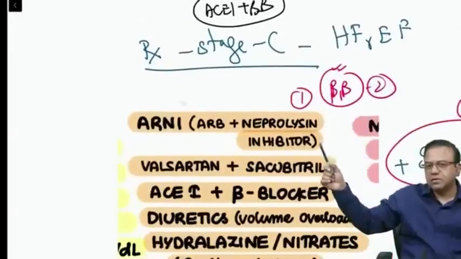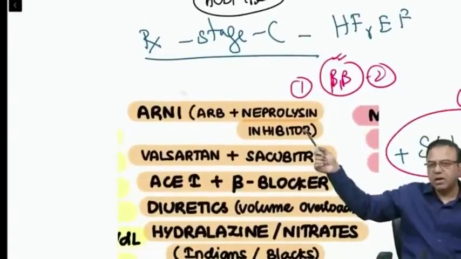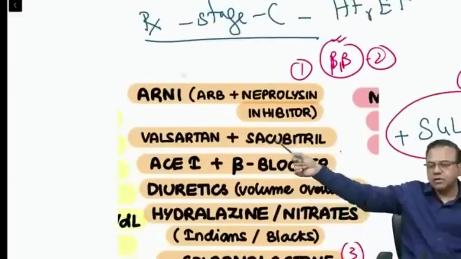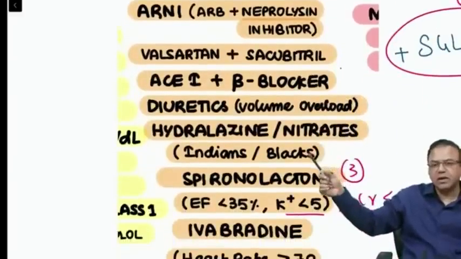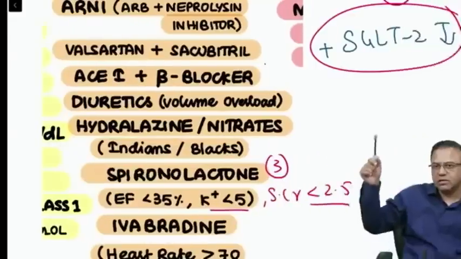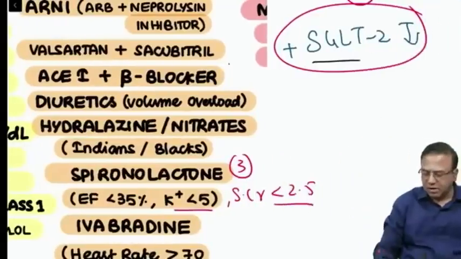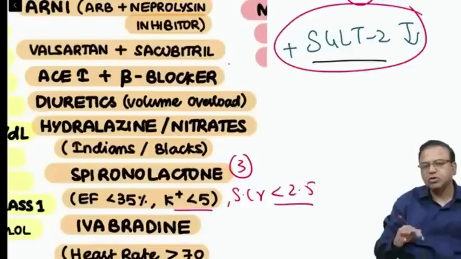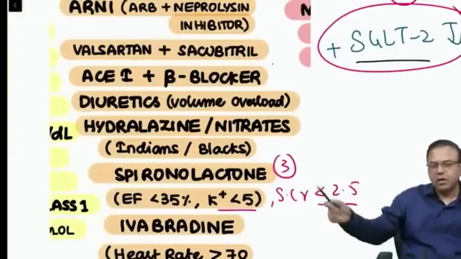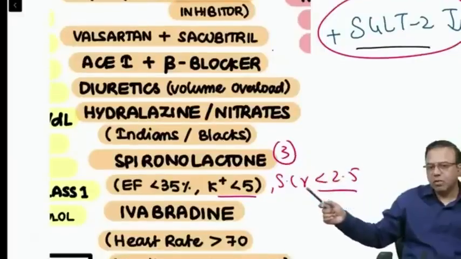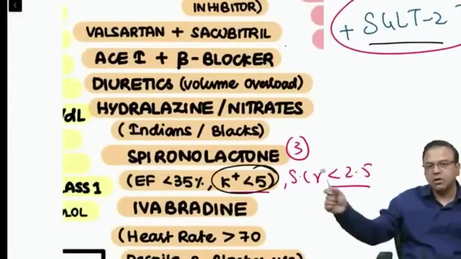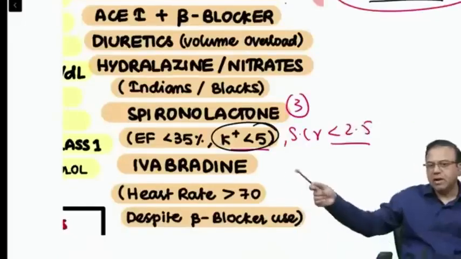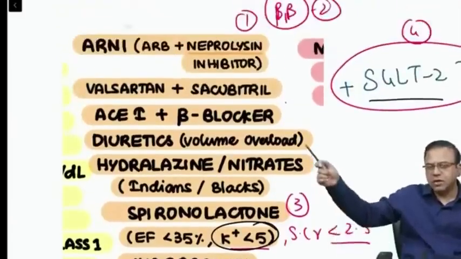What is the treatment in stage C? ARNI. What is ARNI? ARB plus neprilysin inhibitor, which is valsartan sacubitril. Then you can use beta blockers, diuretics, hydralazine, spironolactone. The new thing is SGLT2 inhibitor. Whether diabetes is there or not, empagliflozin should be used in heart failure patients. Spironolactone is beneficial provided the patient's creatinine is less than 2.5 and potassium is less than 5. You can start such a patient on spironolactone. Ivabradine is also approved in the treatment. So all these drugs are used in heart failure.